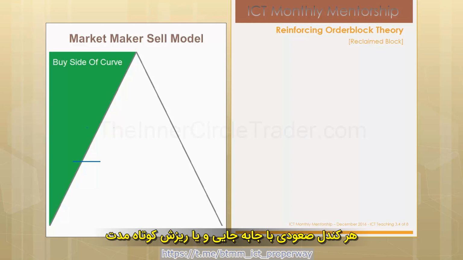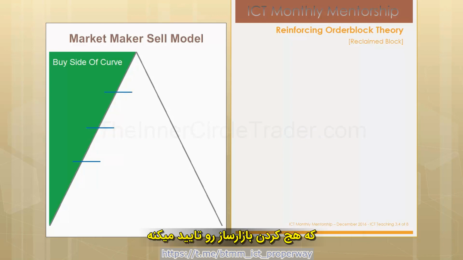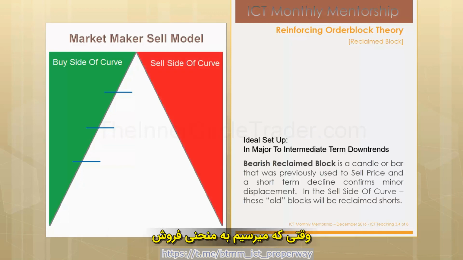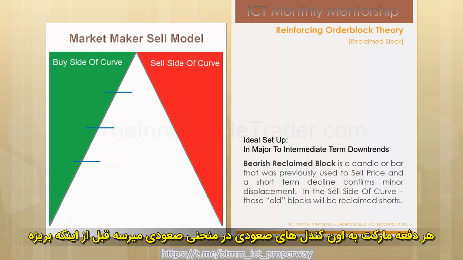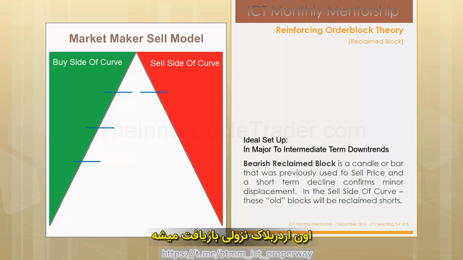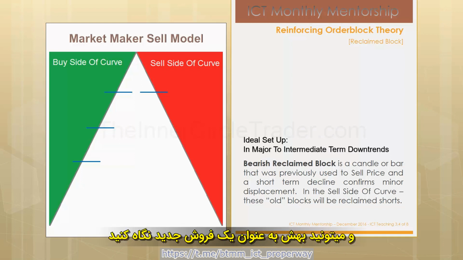Every up candle that sees a displacement or a short-term decline confirms that there is hedging underway. That means that they're selling short early, and market makers are selling into these rallies. When we get to the sell side of the curve, every single time we see the market trade back up into an up candle or bullish candle right before the down move during the buy side of the curve, that bearish order block is going to be reclaimed, and you can take that as a new short.